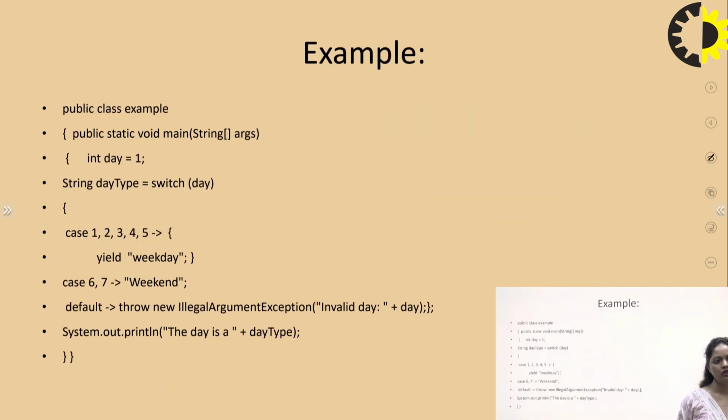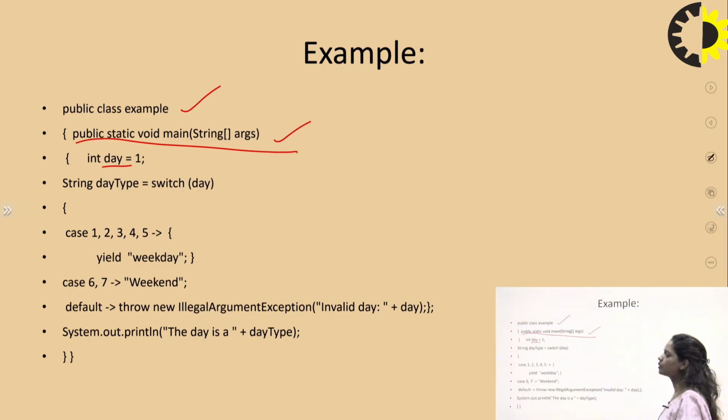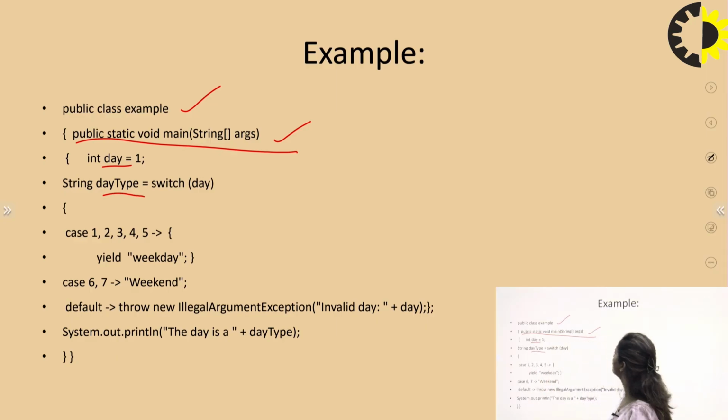So let's have a look at how the previous example that I told you about, the weekday and the weekend printing, will be modified by using this yield keyword. Over here again we have a class Example, and then we have a main method. Inside the main method we have the same variable day, which will be holding the value 1 as an integer. Then the dayType variable will be holding the return value from the cases, which will be matched with our switch expression. So here the value of day is 1.